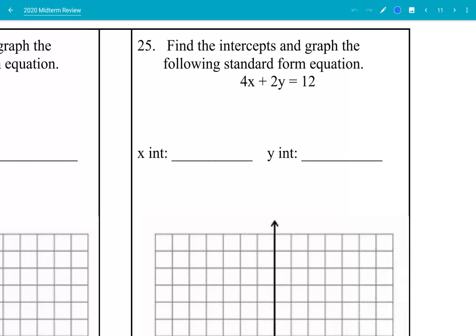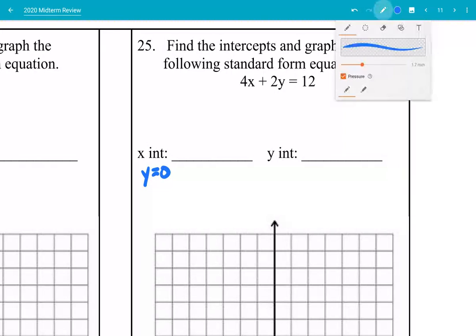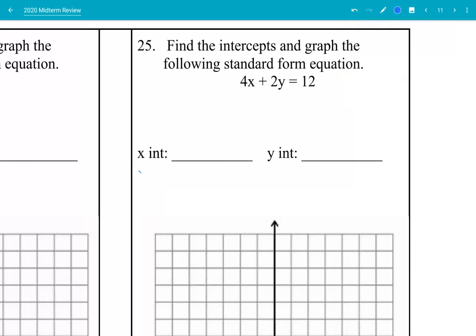Okay, find the intercepts and graph the following standard form equation. Well, let's find the intercepts. The x-intercept is where y equals 0, and the y-intercept is where x equals 0. So let's find the x-intercept.